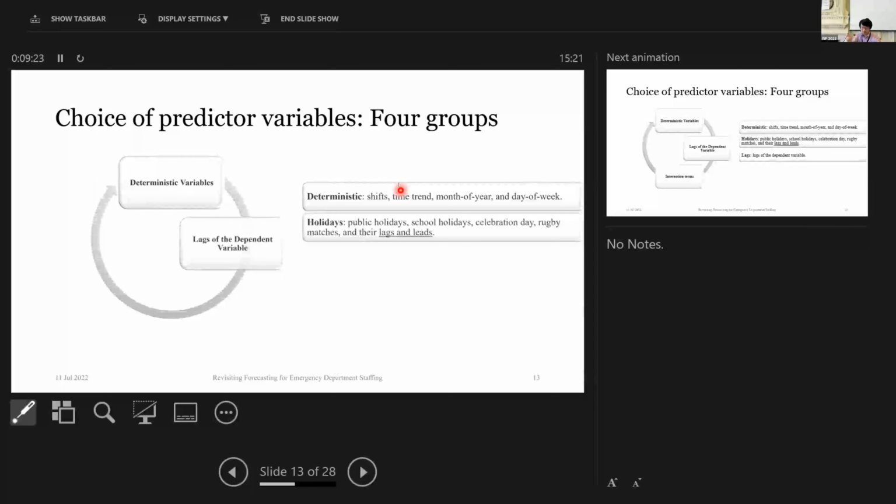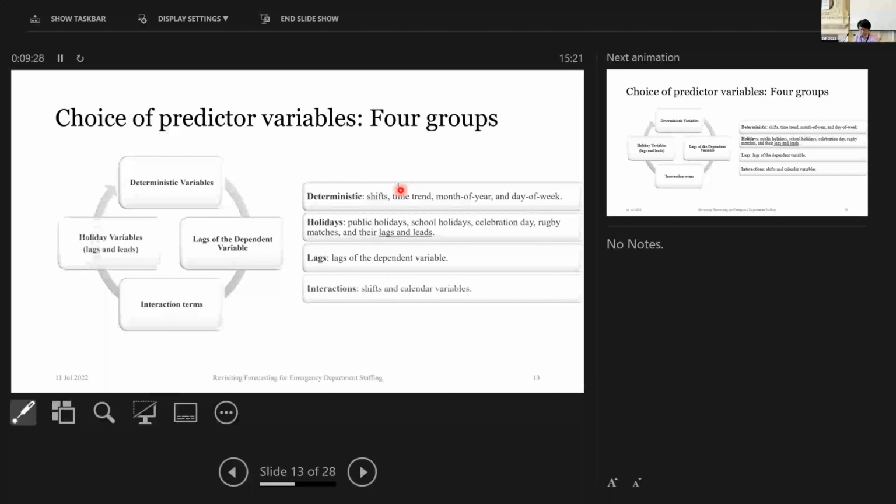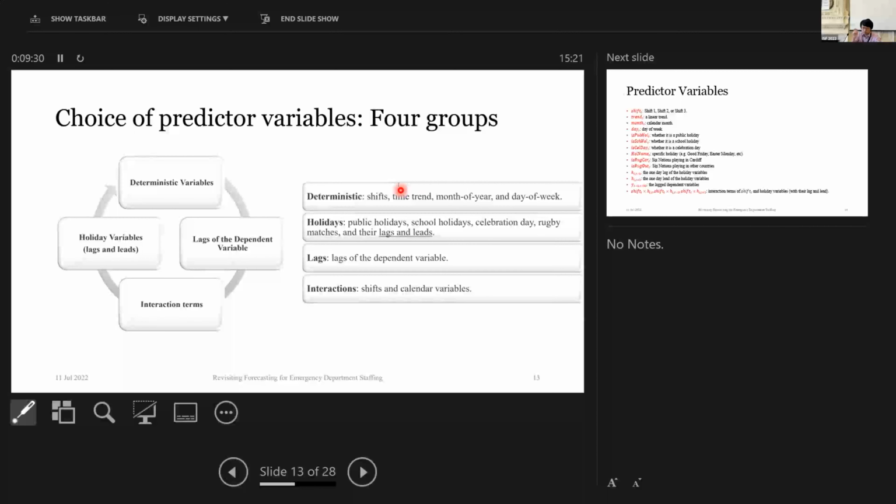The second category is holidays. So those holidays include public holidays, school holidays, celebration days, and because it is in Wales, rugby is a big thing in Wales. So we include the rugby matches. As you know, if there are rugby matches, there will be a lot of drunkards, which cause problems, which will increase the number of patients in the hospital.